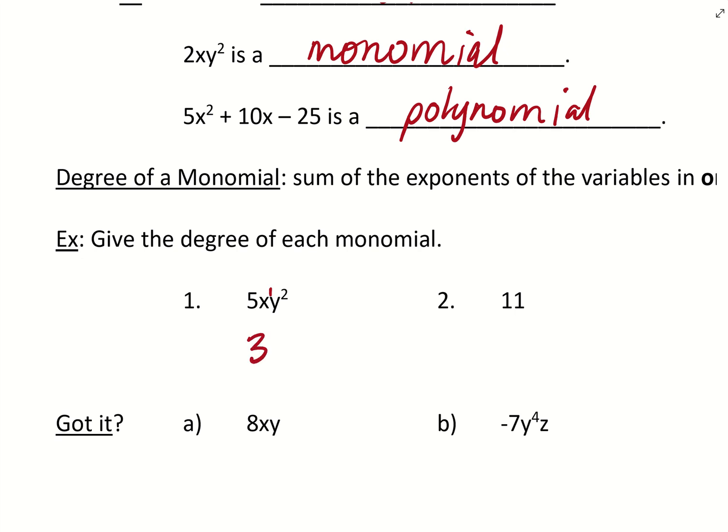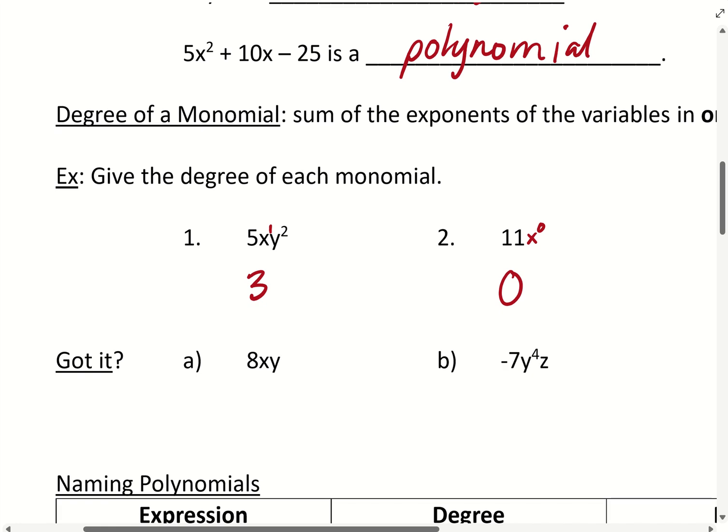Okay, the second one, we have 11, and then the exponent on that one, if we think about this in terms of a variable, you'd have 11x to the power of 0, because x to the anything to the power of 0 is 1. Okay, so we have 11 times 1 there, which is 11. So because of that, the degree here is 0. Okay, so that might be a little bit confusing, but that degree is 0.